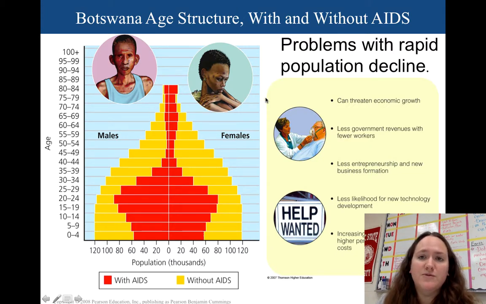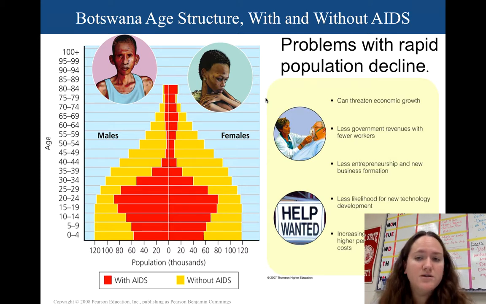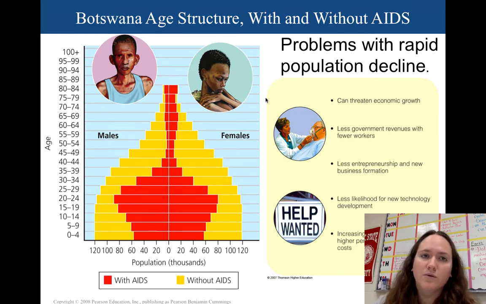So what are some problems with rapid population decline? It can threaten your economic growth if your young people, in their teens and 20s, are more worried about their health and they're having health problems, possibly dying. That's not going to allow them to have a job and make money and provide income for their family. You also have fewer businesses, because people just don't have the ability or the health that they need to go out and create their own business. So you're not going to get technology that's going to be developed. You're going to have public health and safety problems that go along with this as well.